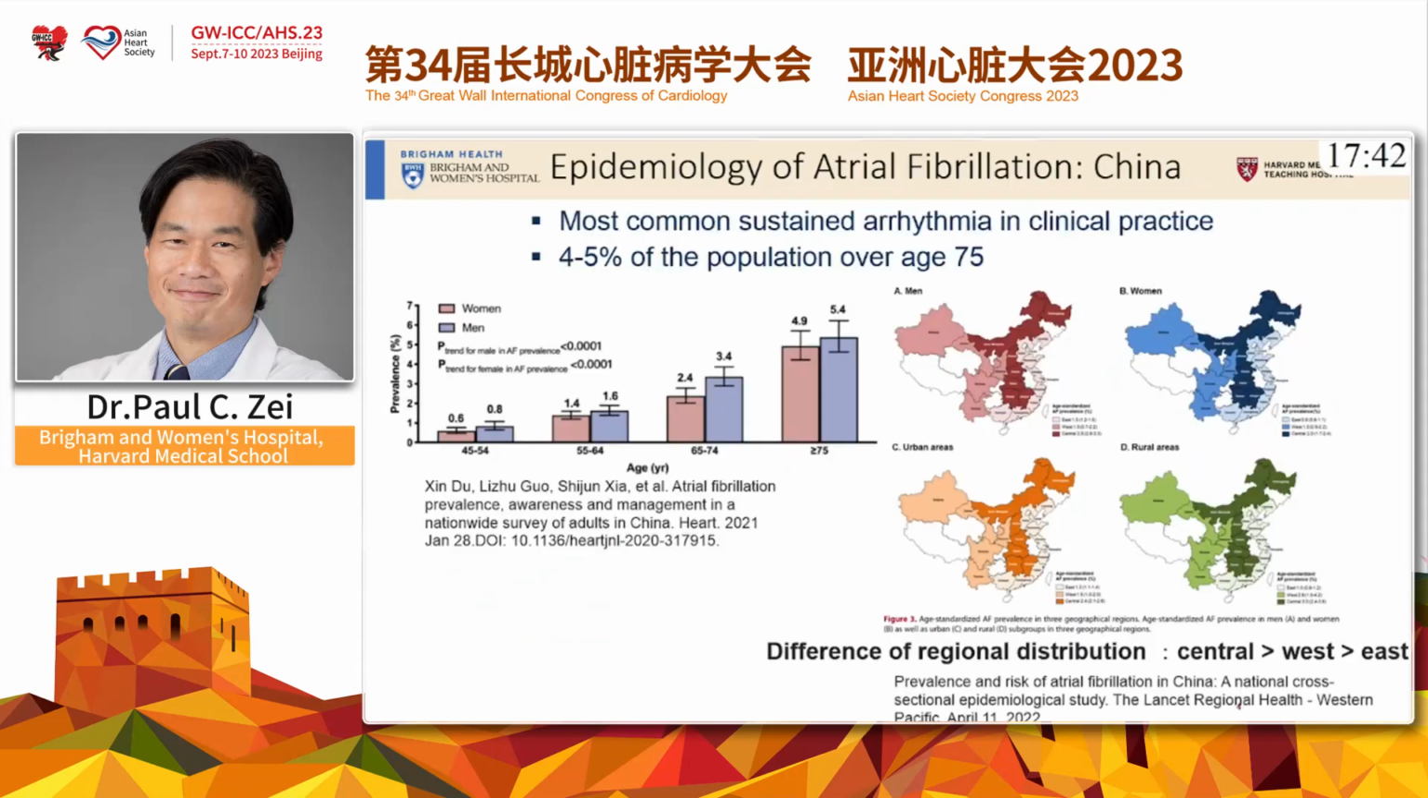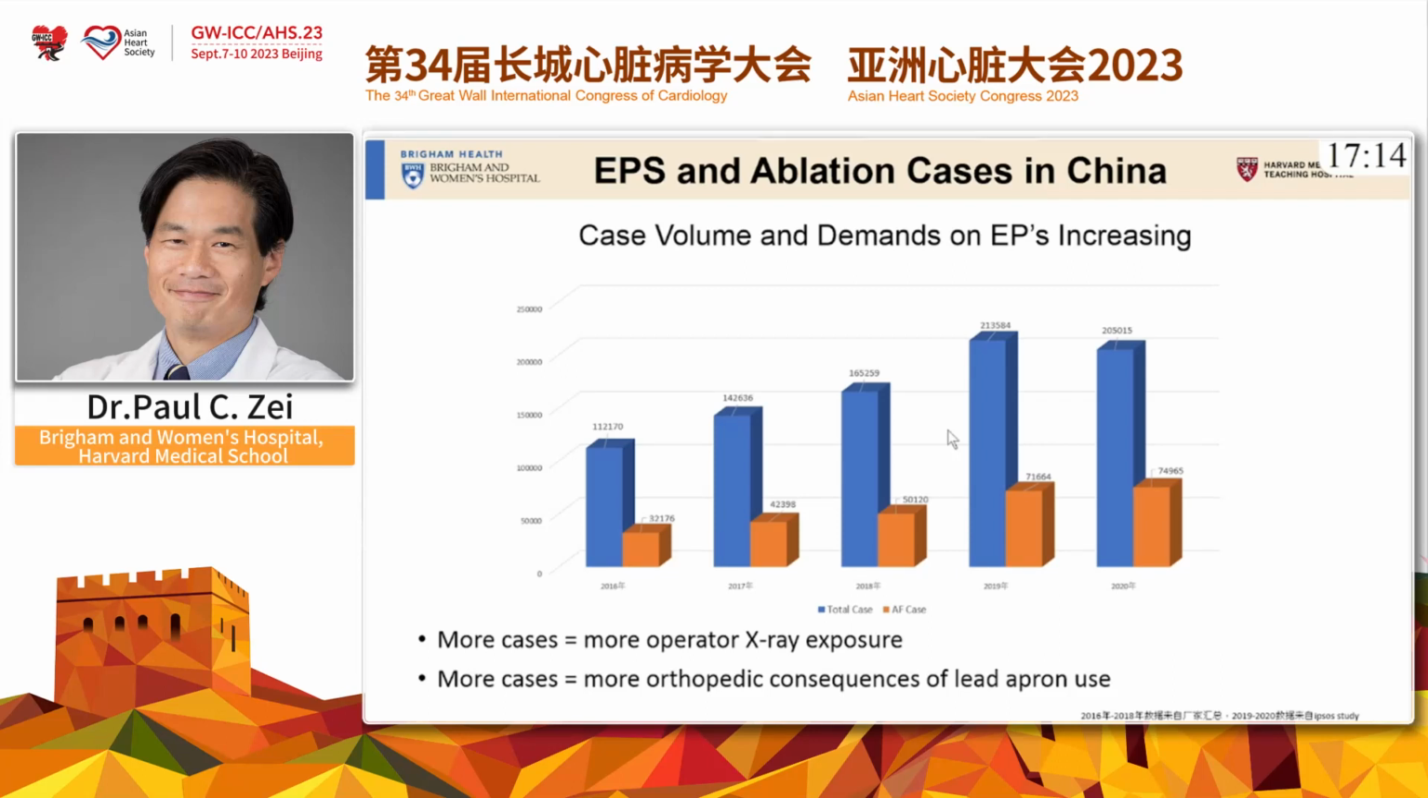Because we are here in China today, I decided to show some data relevant to much of the audience: similarly in China, AF is the most common sustained arrhythmia in clinical practice, affecting approximately 4 to 5% of the population over age 75, and increasing with age. These are some of the regional distributions of AF prevalence. Another relevant way of looking at it is that ablation procedures have become very common in China. The case volume, as you all know, is increasing significantly over the years.